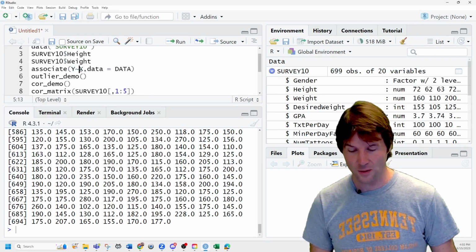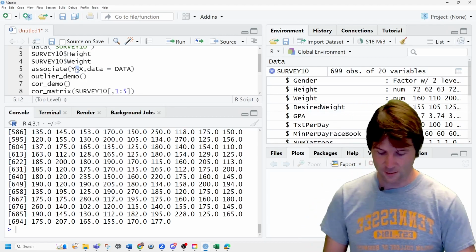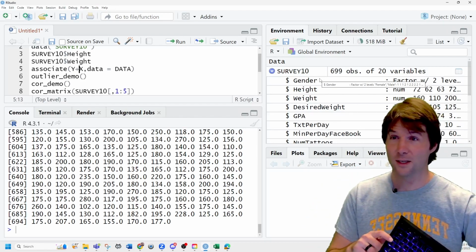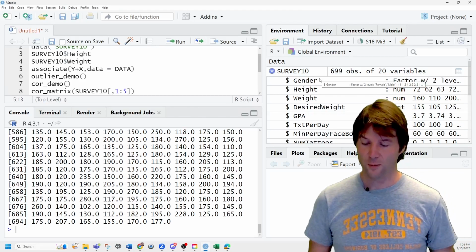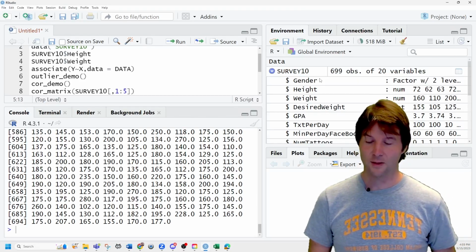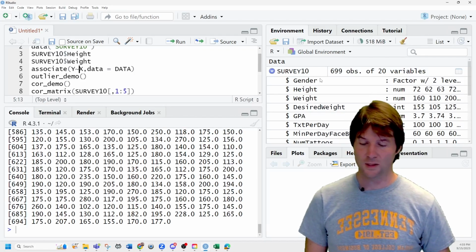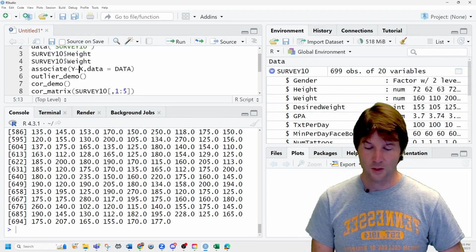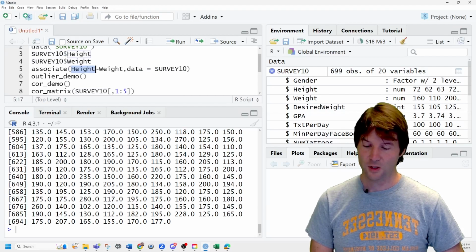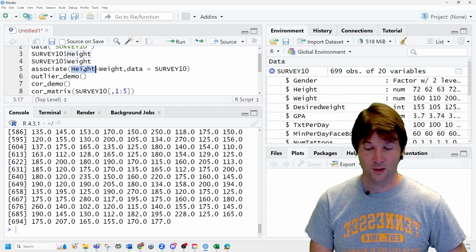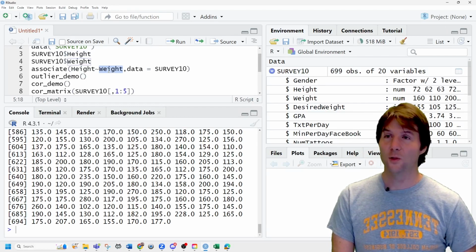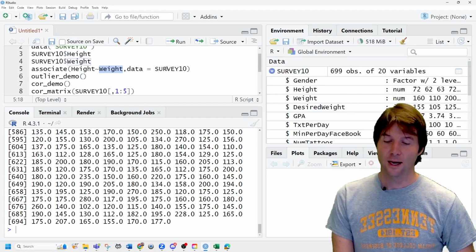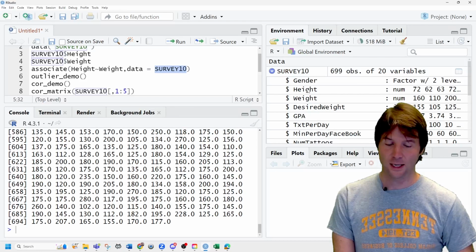That's not an equals though, that is a tilde. The tilde is the button on your keyboard next to the number 1 over there on the far side. So y tilde x for the formula, y tilde x, and then data equals is the data frame it's in. So think about this. We want to explain somebody's weight, or excuse me, explain somebody's height, y. Somebody has a height, and use weight to explain it, and the data is inside of survey 10.